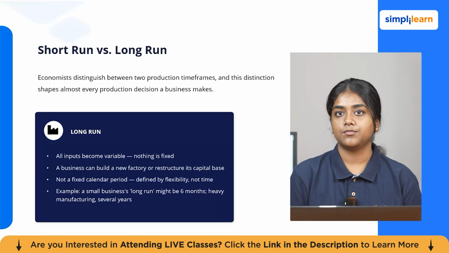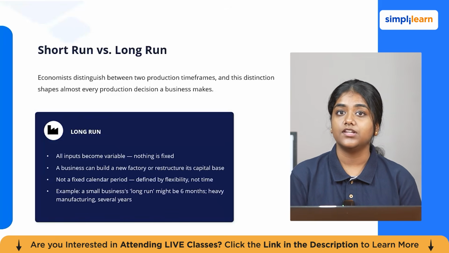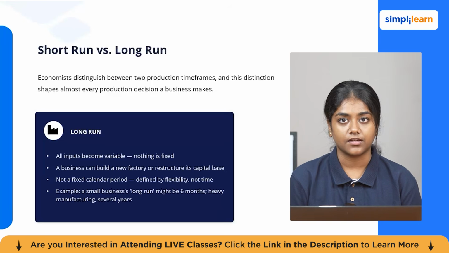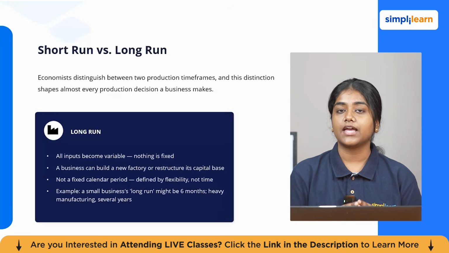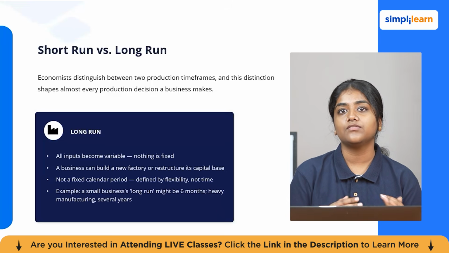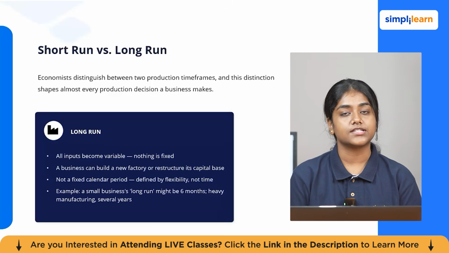It's defined by flexibility. For a small business, the long run might be 6 months. For a heavy manufacturing company, it might be several years. So this distinction matters because short-run decisions and long-run decisions require completely different thinking. A short-run decision, like adding a weekend shift to meet a demand spike, is about optimizing within fixed constraints. A long-run decision, like building a second factory, is about redesigning those constraints entirely.